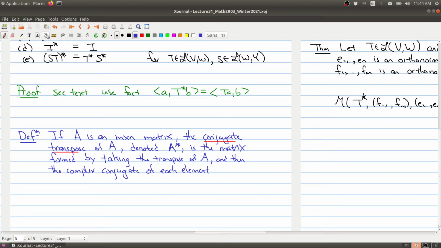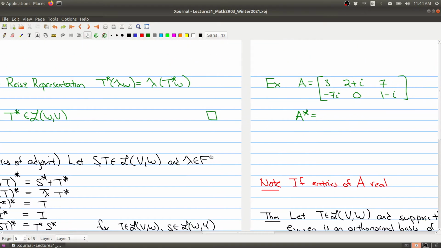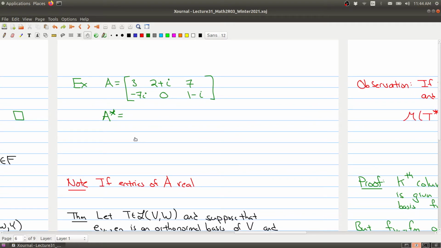This is probably one of these definitions where it's a little bit easier to describe in terms of an example. So let's do that. I have my example over here. Here I have a 2 by 3 matrix and I want to figure out the conjugate transpose. I take each row and it becomes each column, but as I rewrite it, I take the complex conjugate of each element. So 2 minus i is the complex conjugate of 2 plus i. The complex conjugate of minus 7i is 7i, and then 0, 1 plus i.